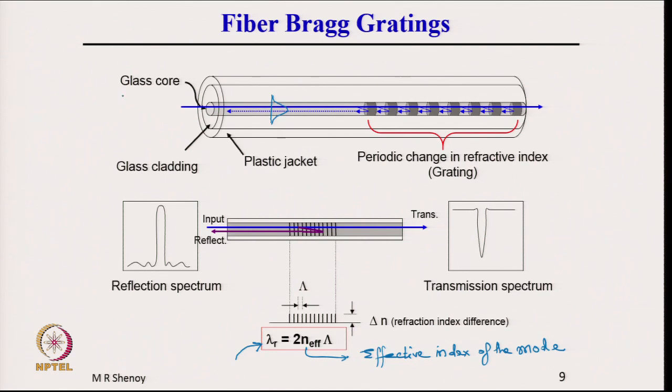As we know, the fiber has a core of refractive index N1 and cladding of refractive index N2. The effective index N effective lies between N2 and N1, N effective less than N1. Typically, if I take N2 to be 1.45 just as an example and N1 as 1.46, then N effective is in between, of the order of 1.455. It is very close to the refractive index, but to be precise N effective has to be used, not the core refractive index. This is called the Bragg condition.